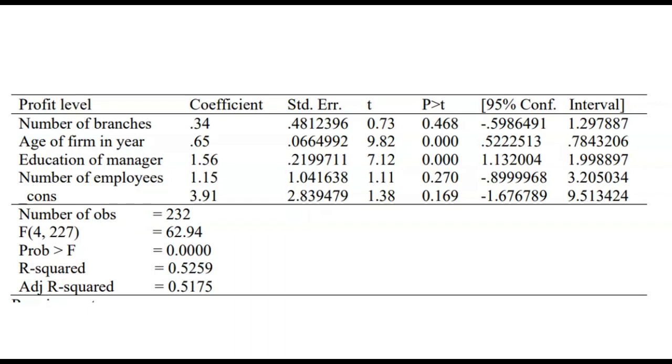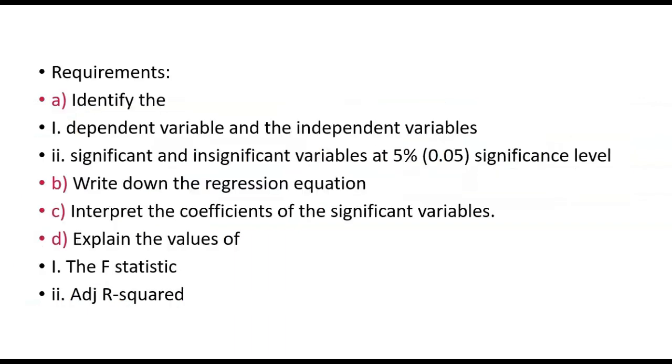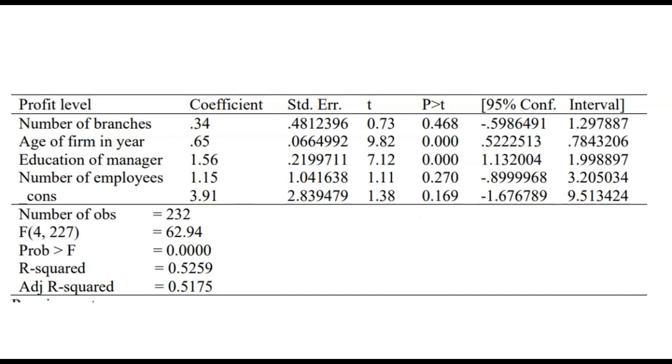So we look at the number of branches. The number of branches has a p-value of what? 0.46. So this will be an insignificant variable because looking at the significance level that we've been given, we have to use the 0.05. So because the p-value of number of branches is 0.46, which is more than 0.05, it means that this particular variable is insignificant. Okay.